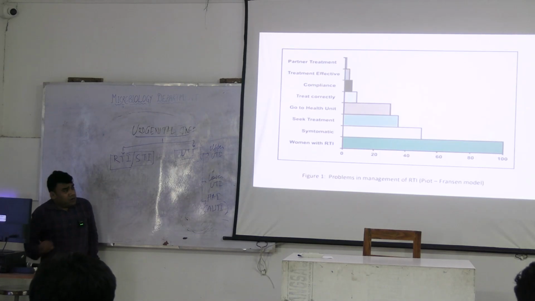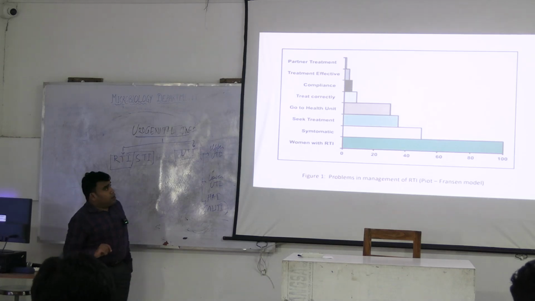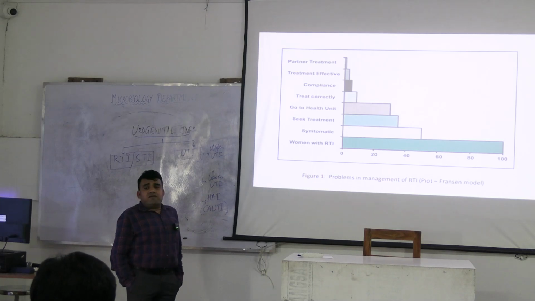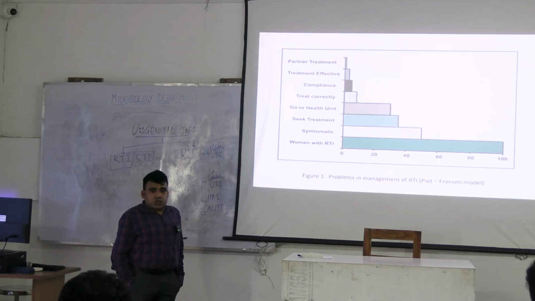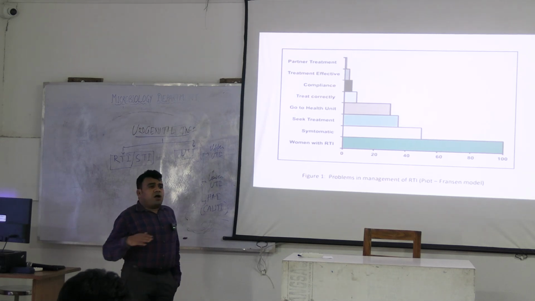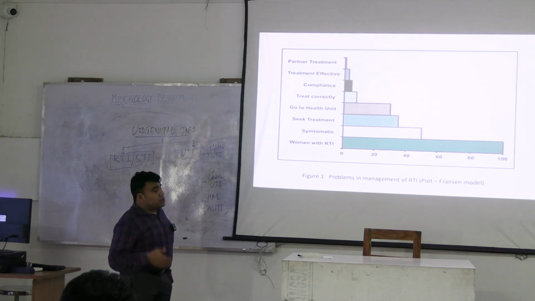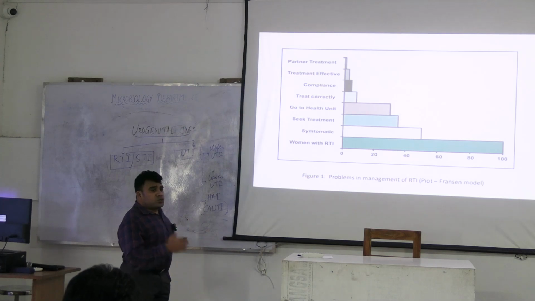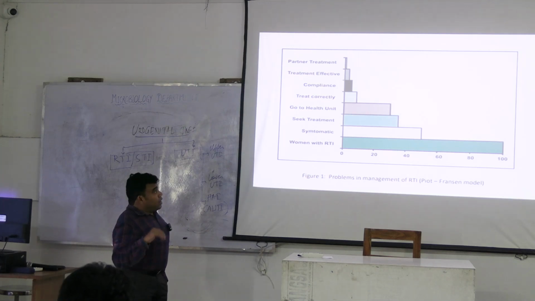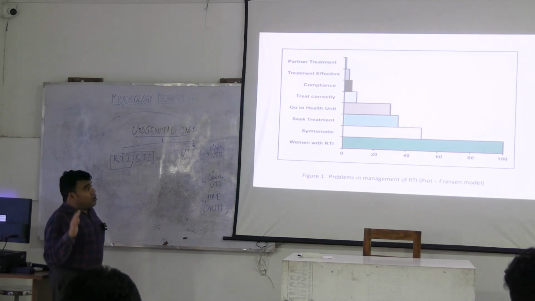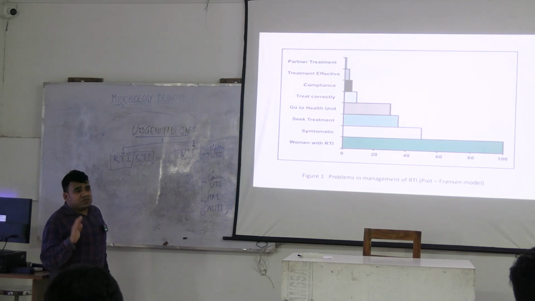Now why is this important? Look at this picture. Suppose there are 100 women who have any sort of reproductive infections. Among them, only 50% will be symptomatic. Half are asymptomatic. They will harbor the disease. Among the symptomatic patients, only about 35 to 40% will actually seek treatment. Among the people who actually seek treatment, who follow the advice correctly, only about 10% will actually get treated properly.